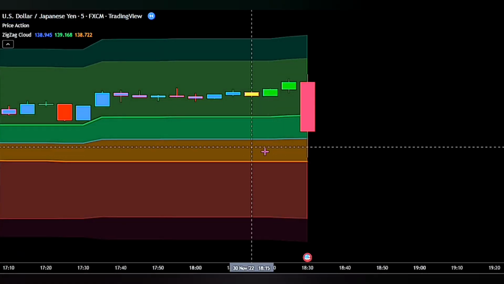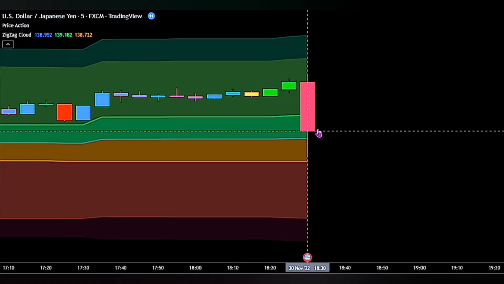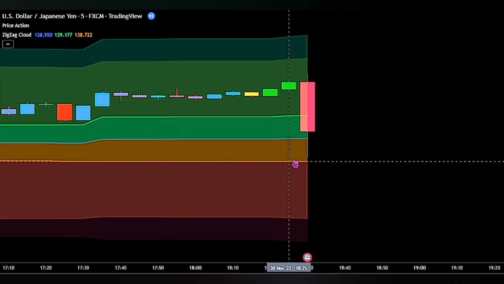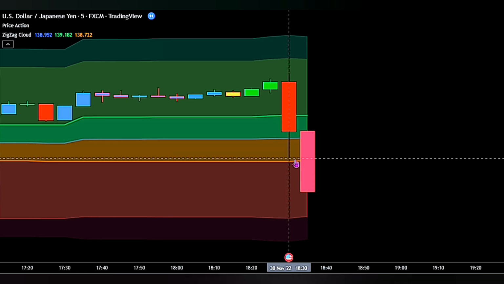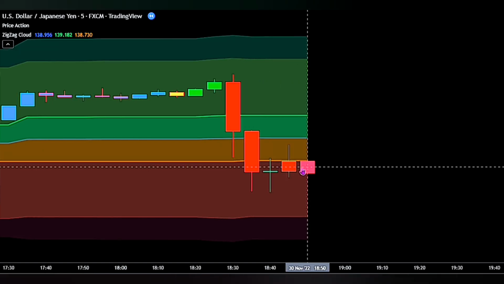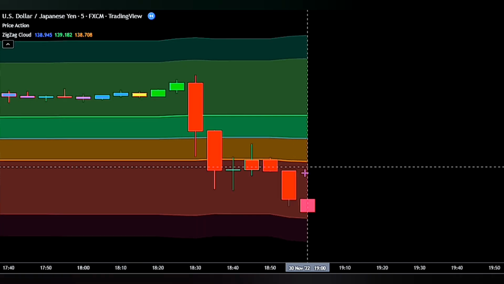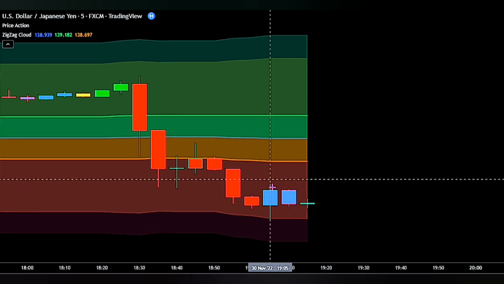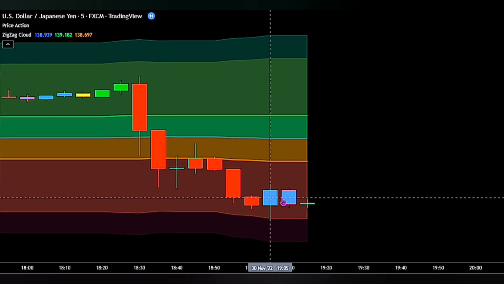Exactly the opposite is true for our short trades. For a sell trade to be valid, we first need to see price action close below the lower band line. When this happens, we would now wait till we see a bearish retracement, as we would want to see at least two blue candlesticks to confirm that we are on a bearish retracement. So we see we had at least two blue candlesticks.